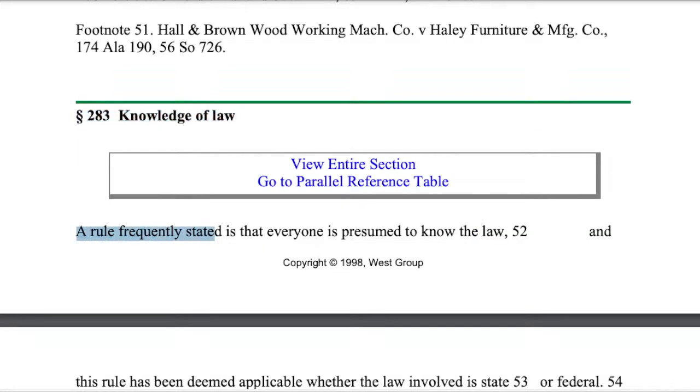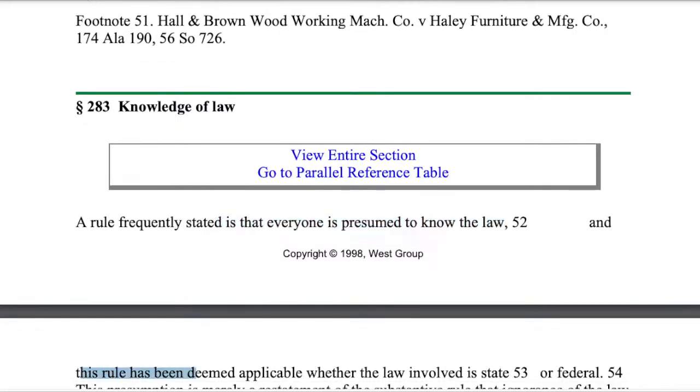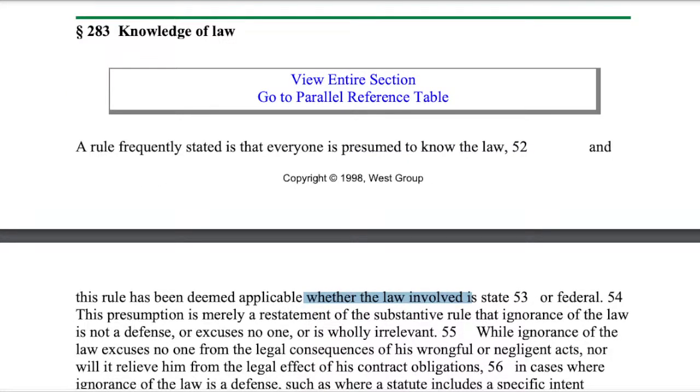A rule frequently stated is that everyone is presumed to know the law. And this rule has been deemed applicable whether the law involved is state or federal. That's it. We've heard this many, many times. Everyone is presumed to know the law. This presumption is merely a restatement of the substantive rule that ignorance of the law is not a defense, or excuses no one, or is wholly irrelevant.